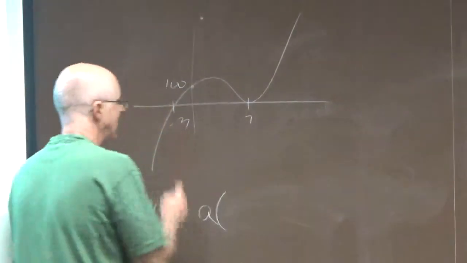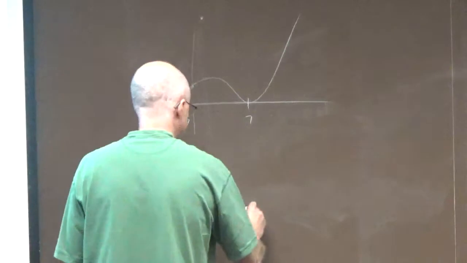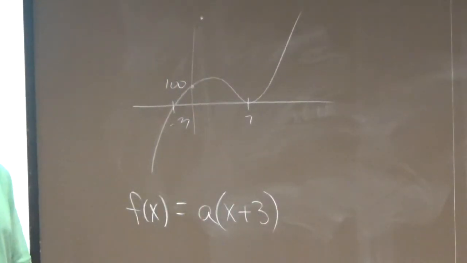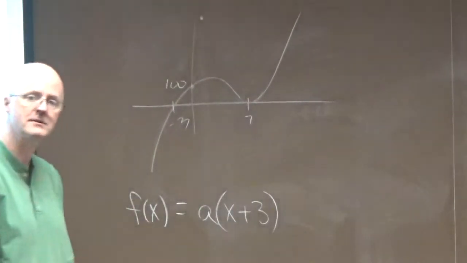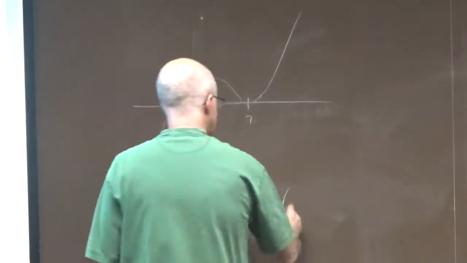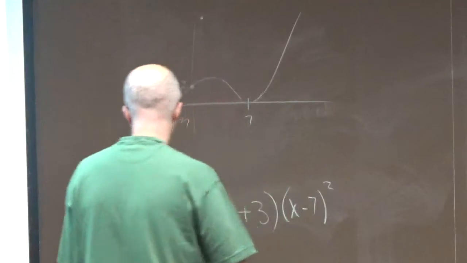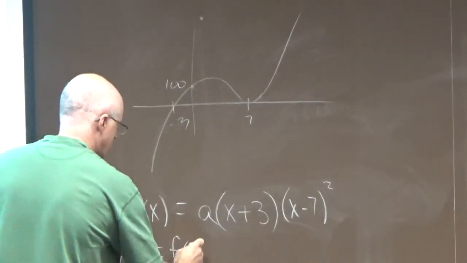One root is at -3, and it looks like a simple root because it's just crossing the x-axis in an ordinary kind of way. So put an x plus 3 here. And then the root at 7 looks like a double root, root of multiplicity 2, because it's tangent to the x-axis and it looks kind of like a parabola. So you want a factor of x minus 7 squared. To find a, use the fact that f of 0 is 100.